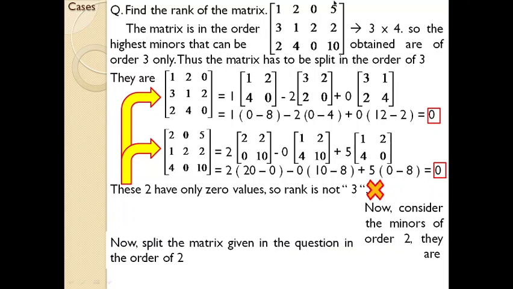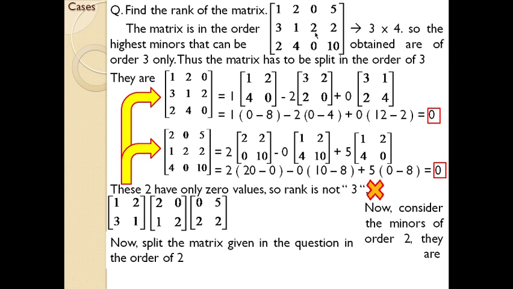Now split the matrix given in the question in the order of 2. So it will be like this. Order of 2 means you have to include all the numbers and at the same time it should be in the order of 2. So first one, 1, 2, 3, 1: 2 rows, 2 columns. So you got the first matrix. Second one, 2, 0, 1, 2 and 2, 1, 0, 2.